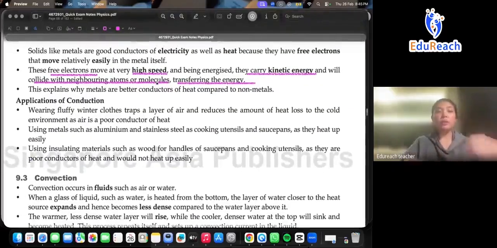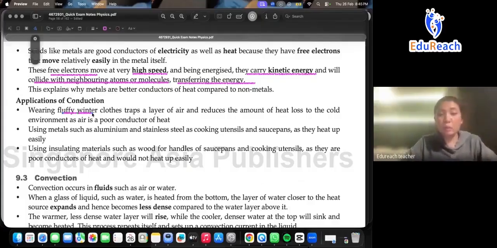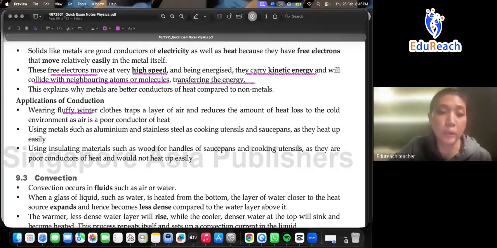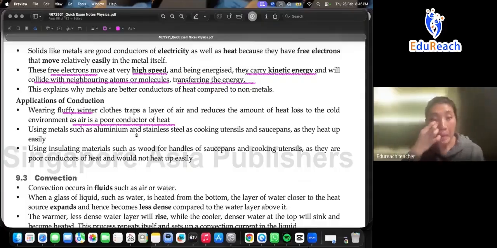Okay, so applications of conductors, we have to think about in what cases do we need to use good conductors, and in what cases do we want to use poor conductors of heat. So this is a primary school example. Fluffy winter clothes, for example a very puffy jacket with down feathers or very puffy material, are good to keep us warm in winter time because it traps a layer of air. It reduces the amount of heat loss to the cold environment because air is a poor conductor of heat. Whereas in certain cases, we want very efficient conduction of heat.